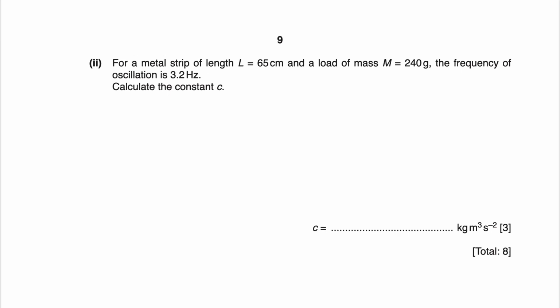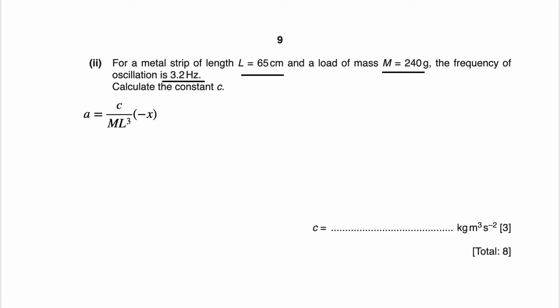Yes, let's look at the next question. For a metal strip of length L equal to 65 centimeters and a load of mass m equal to 240 grams, the frequency of the oscillation is 3.2 hertz. So now we have length, mass and frequency information. Calculate the constant C. What do we have to do? Sorry, we don't have to do anything. We simply put these things in the formula. The formula is also given on the front page.